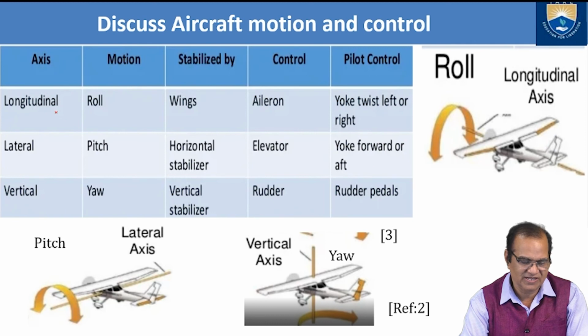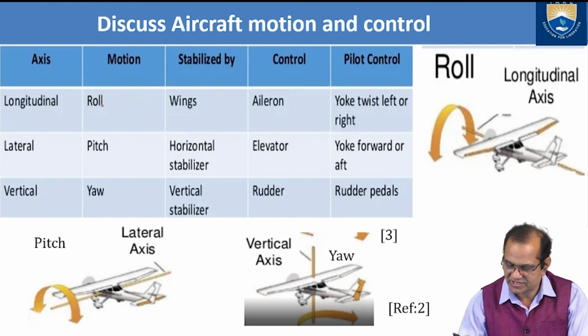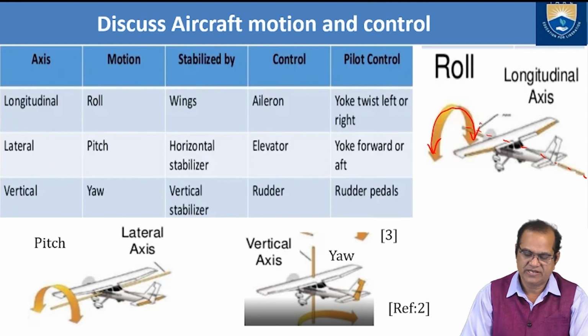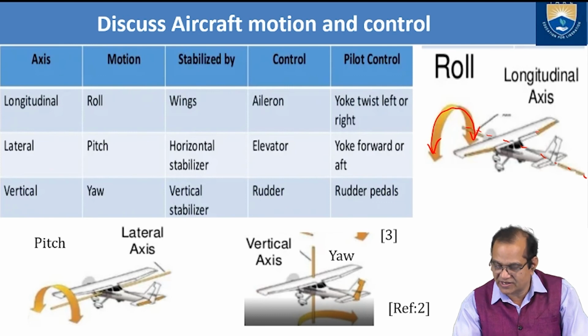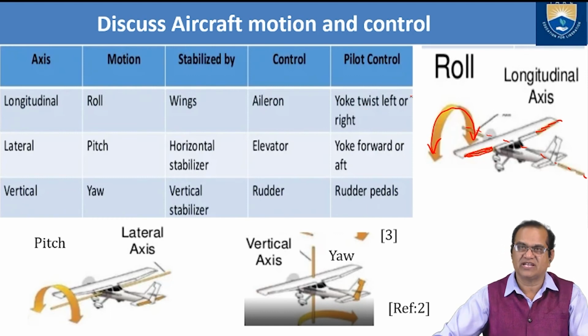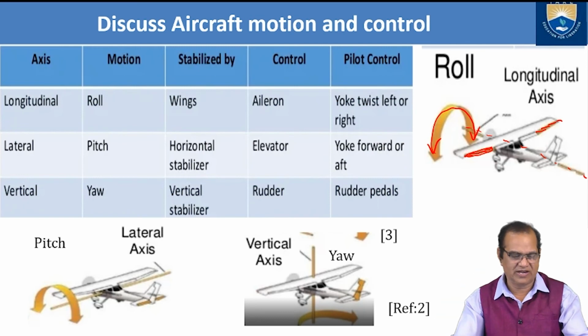So the first one is the longitudinal axis. Longitudinal means nose. This is the longitudinal axis, so this rolling will happen either this side or this side. In this, these are the ailerons. These ailerons are used as per the requirement. There is a yoke, so you have to twist it left or right.